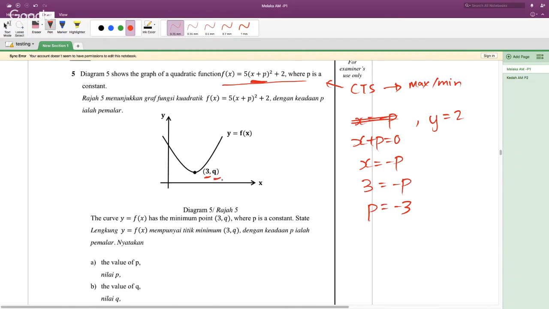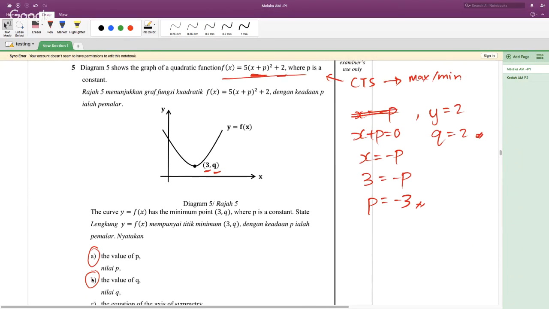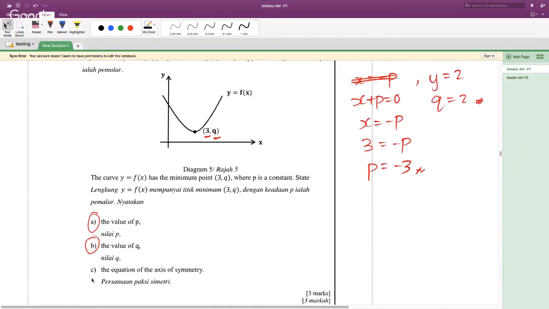And q is the minimum value of y. The minimum value of y in this case, we already know is 2 from the completing the square equation. So I can say q equals 2. Then I have already solved a and b. This one is basically just testing how much you understand. And for part c, they ask you to find the axis of symmetry.